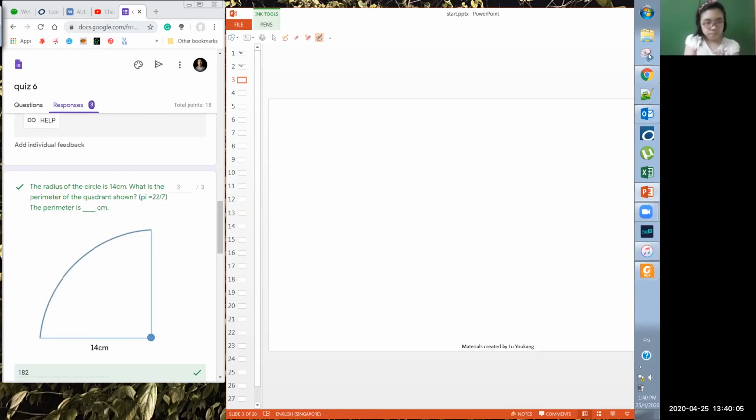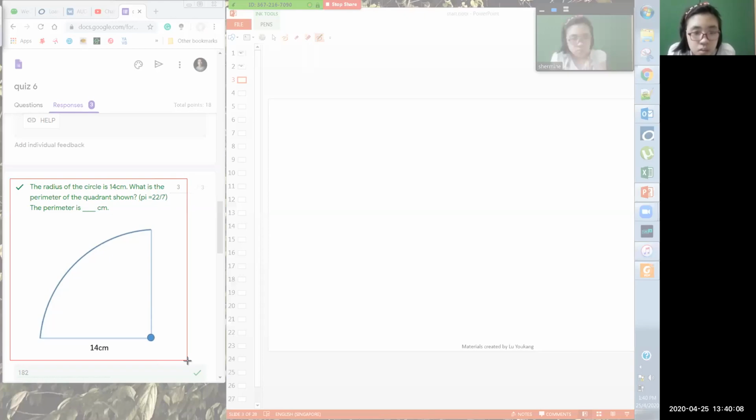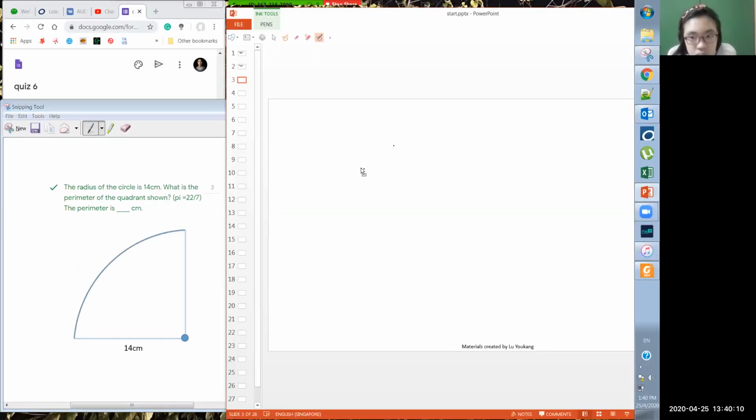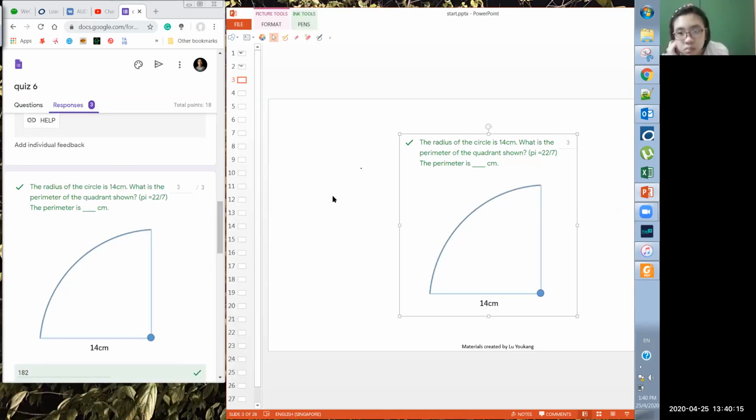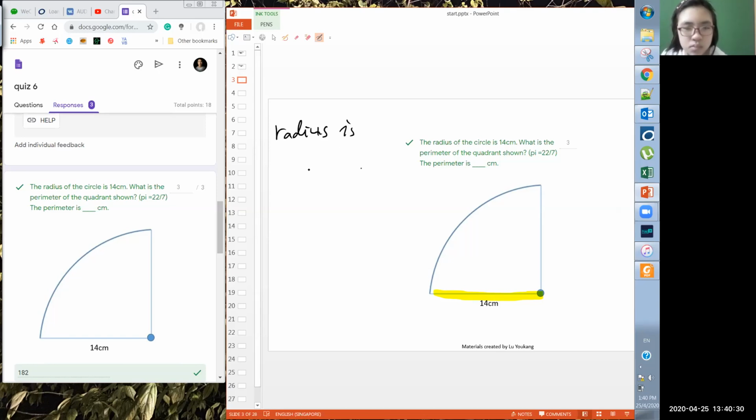So that means the radius of the circle is 14. So this one is the radius. Let me highlight it. Okay, what's the definition of radius? Radius is, I'm testing you the definition now. Can you remember? The radius is.